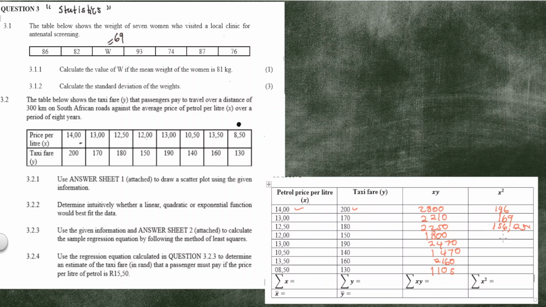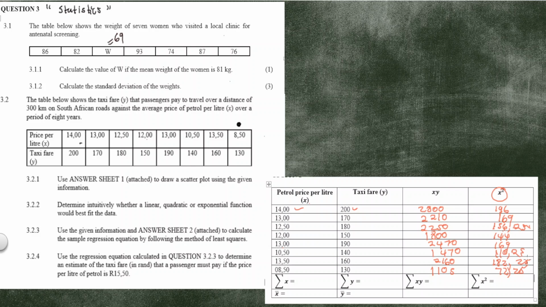156.25. Okay, 25. Then 144. Remember, we are taking x and squaring it, meaning that in the 13 I'm squaring up. 13 squared is 169. Among the 10 rand 15 squared, we get 110.25. Then 182.25.